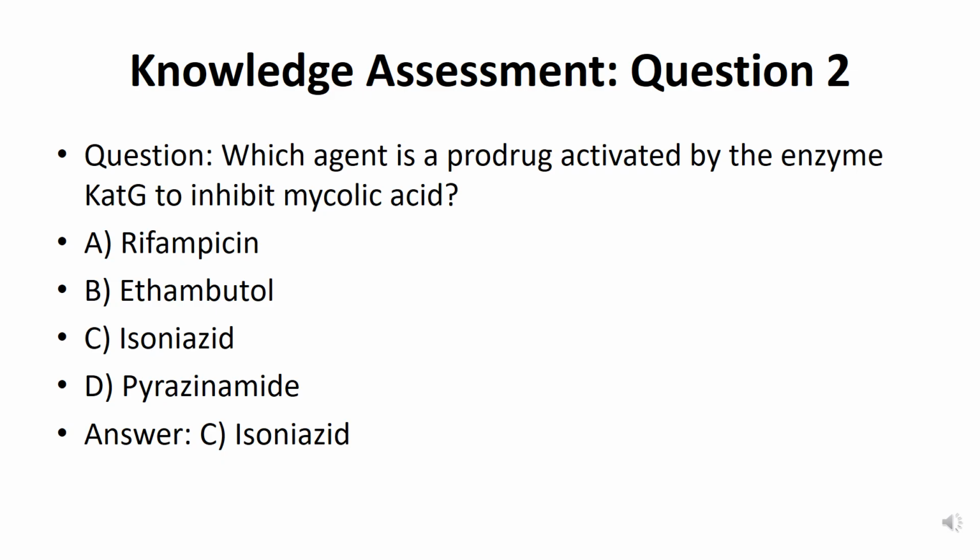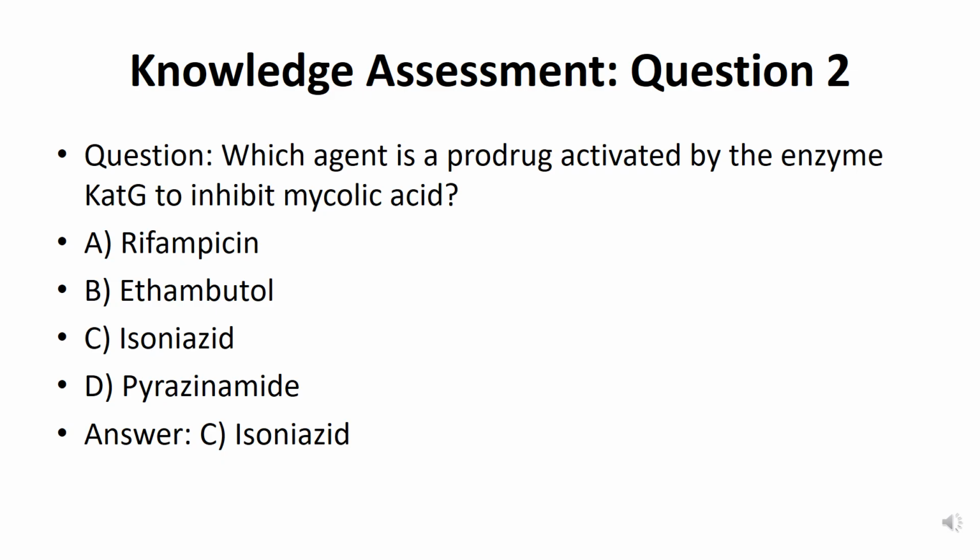Now let's look at the other options. Rifampicin does not inhibit mycolic acid synthesis. Instead, it blocks bacterial RNA polymerase. By preventing RNA production, rifampicin stops protein synthesis and bacterial replication.